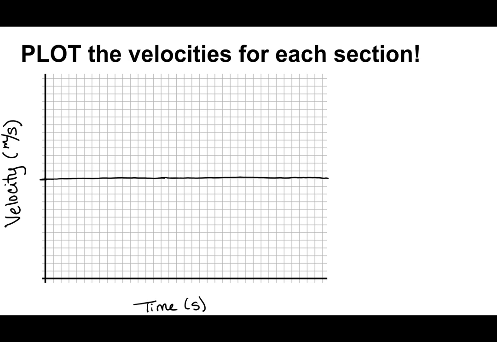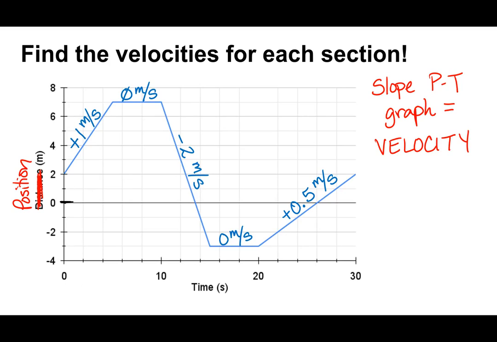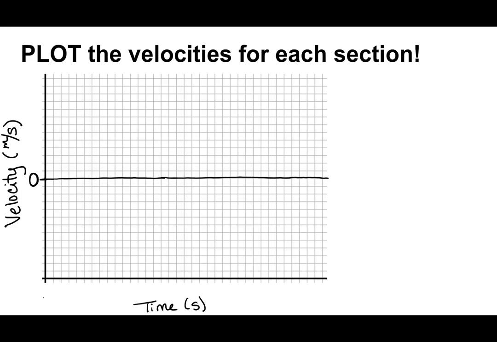So this line is now going to be our 0 mark, so for 0 meters per second. And then we have negative values below and positive values above. Our time is going to be the same as in this position time graph, so we need to get to 30 seconds. It just so happens, based on this grid, that I can do each one of these tick marks down here on the x-axis as 1 second.